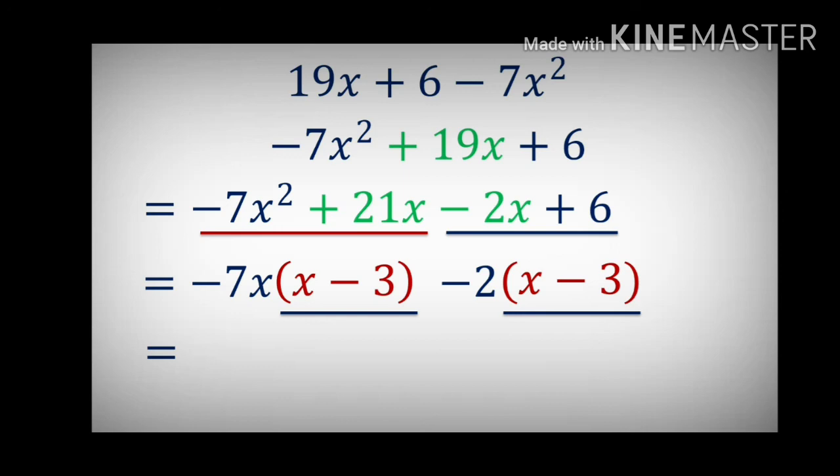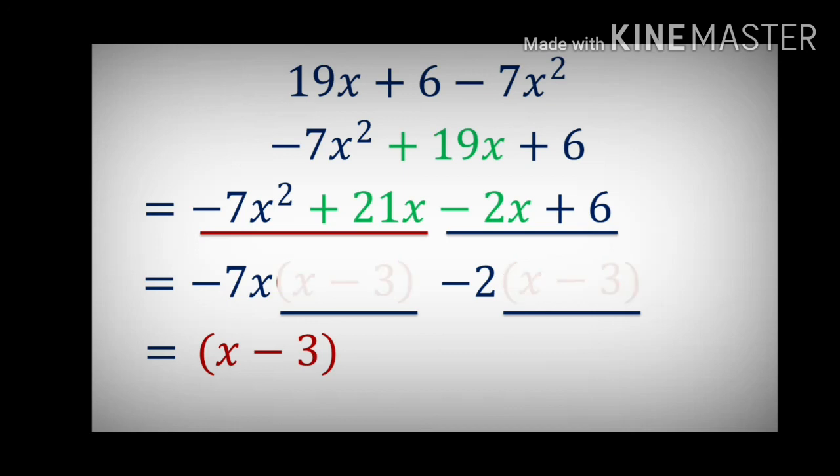From a group, we can take out common. And remember, the groups are separated by a plus sign or minus sign. Now, minus 7x into x minus 3, that is one group. Minus 2 into x minus 3 is another group. From these two groups, we have taken out x minus 3. So when you take out x minus 3, as you can see here, we are left with minus 7x and minus 2. So the factorization is x minus 3 into minus 7x minus 2.